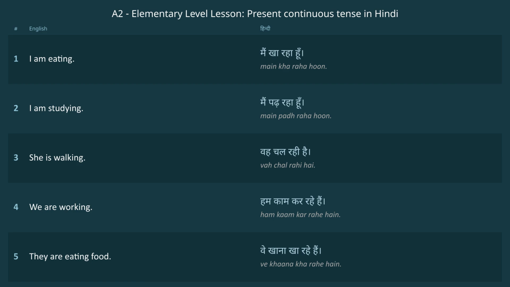मैं चल रहा हूँ. And if you're female, मैं चल रही हूँ. Very nice. Now, one important practical point. In English, we say I eat and I am eating, and the difference is big. In Hindi too, you want the raha, rahi, rahe pattern when you mean right now, in progress.